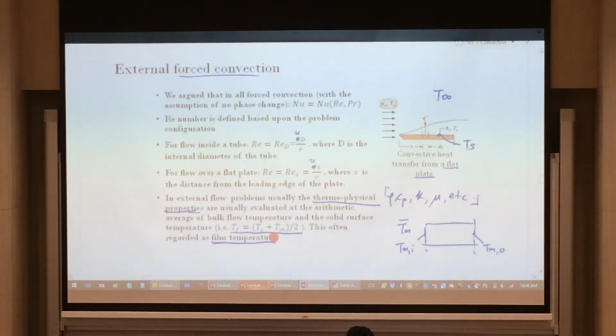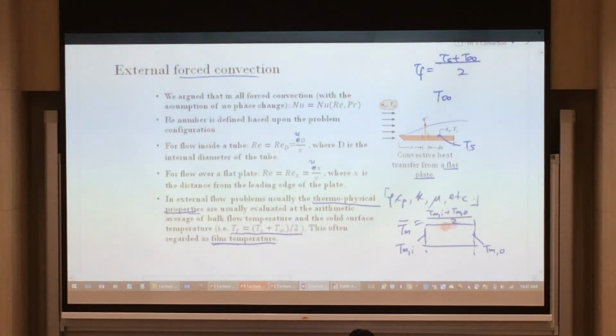So the film temperature, Tf, is equal to Ts plus T infinity divided by 2. Very similar to this one, which is Tmi plus Tmo divided by 2. So it's the average as well. But please note there are different setups, different configurations.